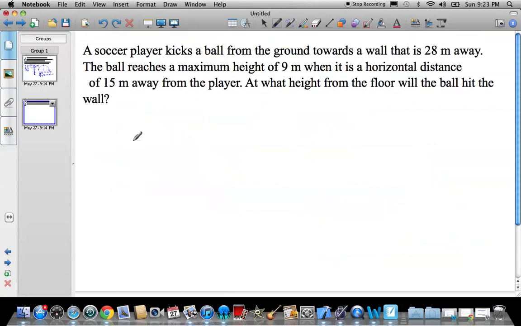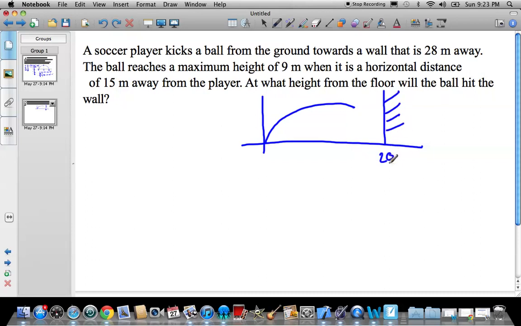Alrighty. Next question, very similar. A soccer ball is kicked from the ground. So again we have this situation, and a wall is 26 meters away. So let's just draw the wall here.